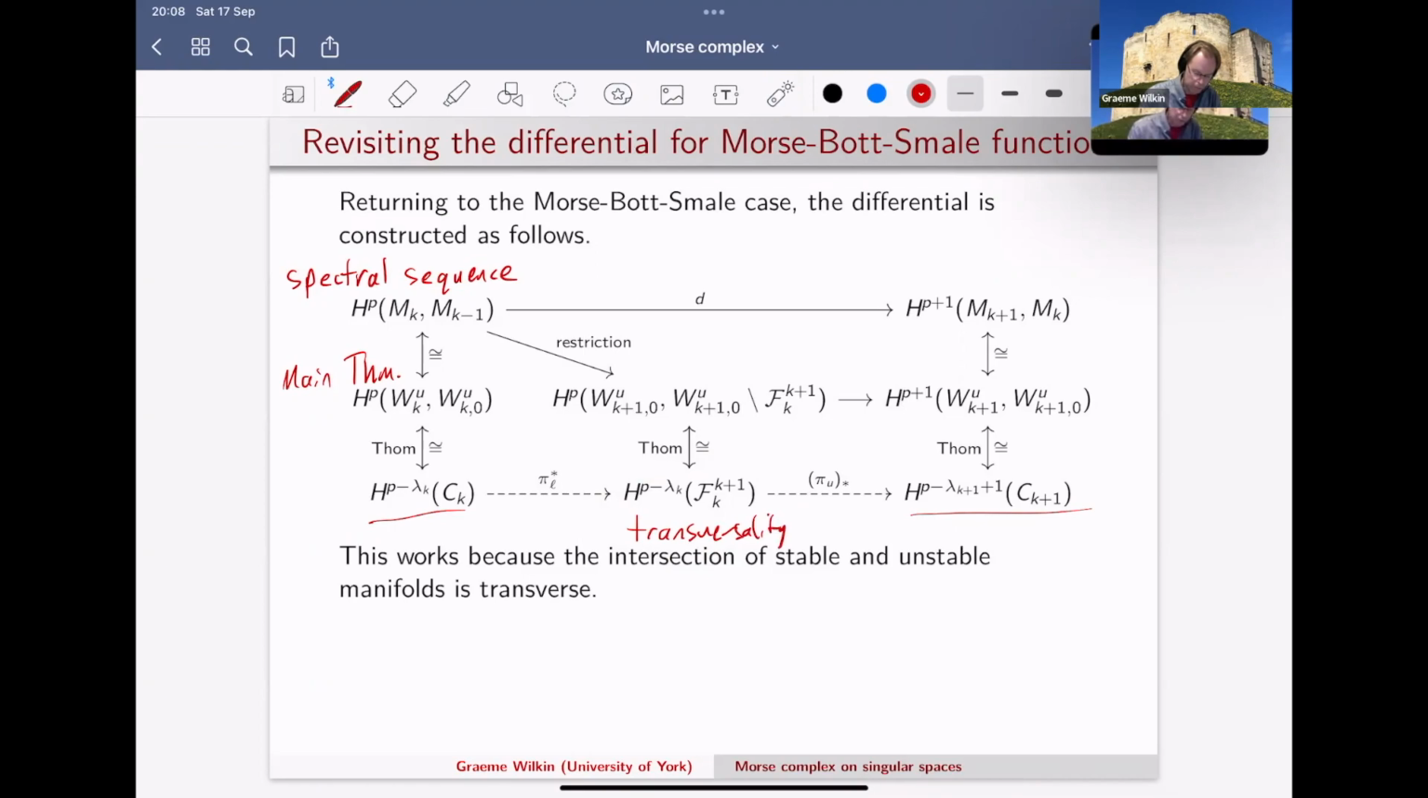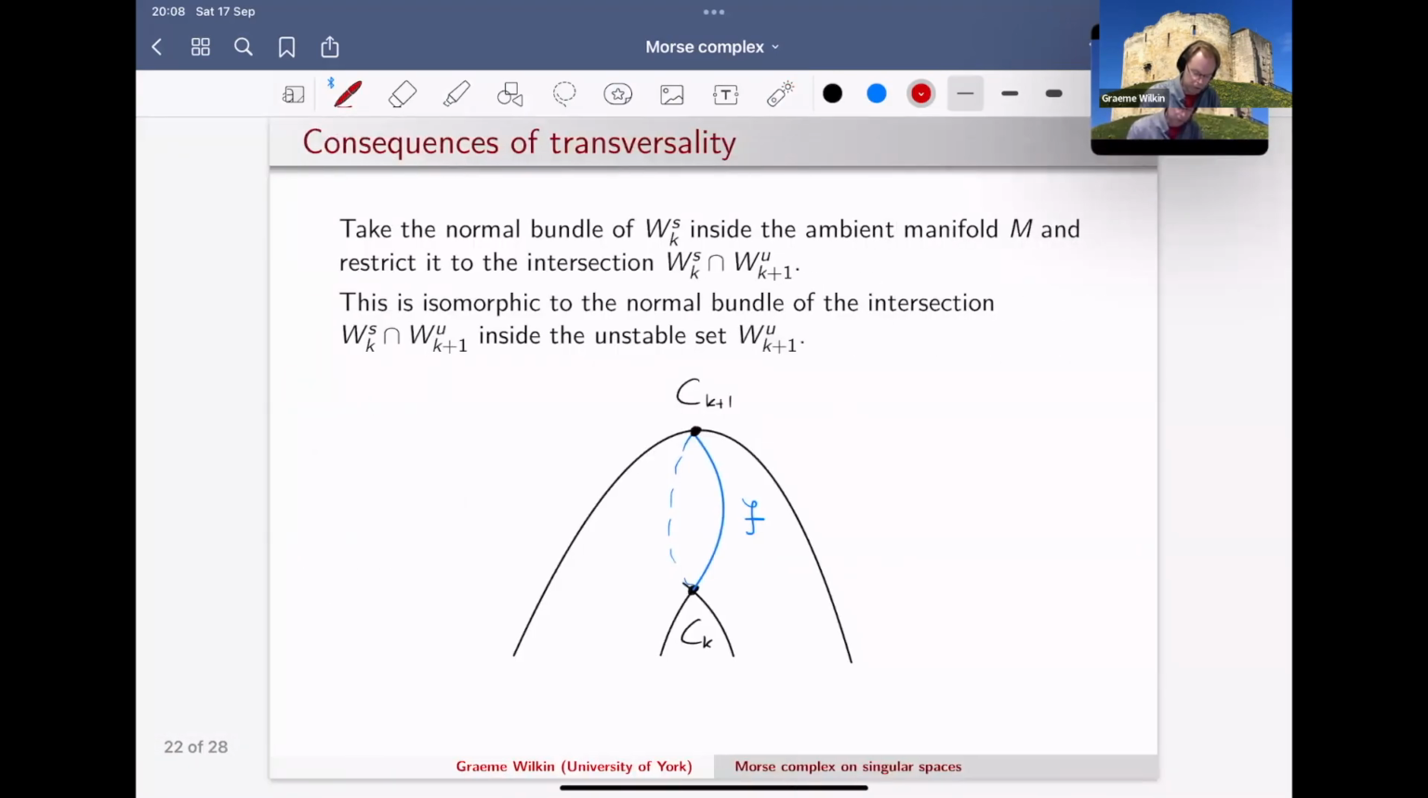Okay, so what does that mean? What does it look like? Suppose we take the unstable set of this lower critical set; we want to be able to lift it up to the space of flow lines. So it should look something like a normal bundle to the space of flow lines. And then if we restrict that normal bundle to the intersection, it should look like the normal bundle of the intersection inside this unstable set. So again, unfortunately, we've run out of dimensions to describe this properly, so I'll just draw another picture here.